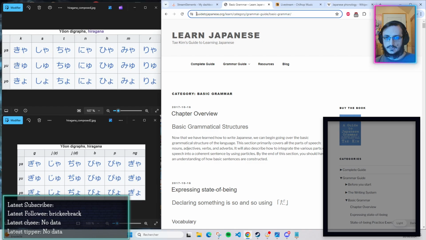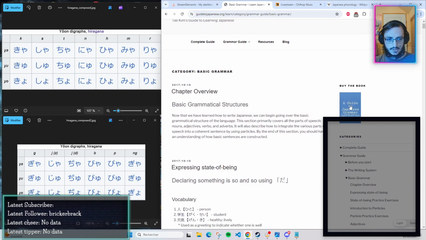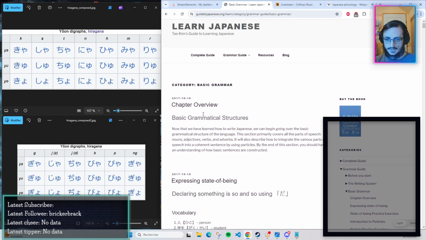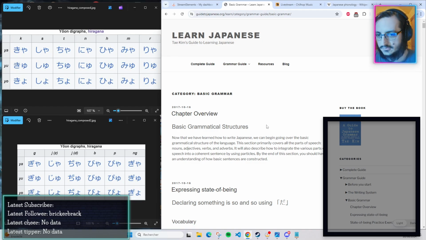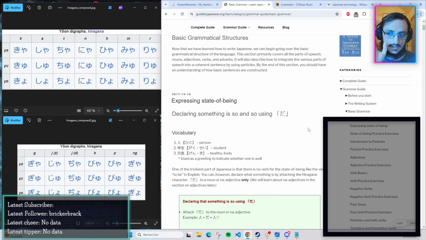I'm using this website, which is free to use, with basic rules. It's Tae Kim's Guide to Learning Japanese, guidetojapanese.org. You have some of the basic rules there, and there's a book you can buy, it seems. So basic grammar in Japanese is not very hard to make a sentence. Basically, Japanese is a syllabic system with syllables that suffix each other. There are specific syllables that are used for a specific function.